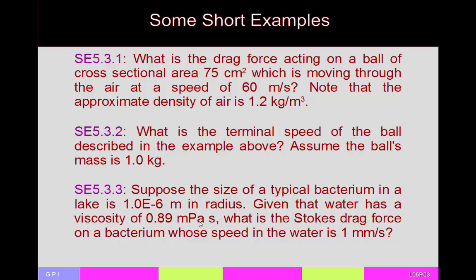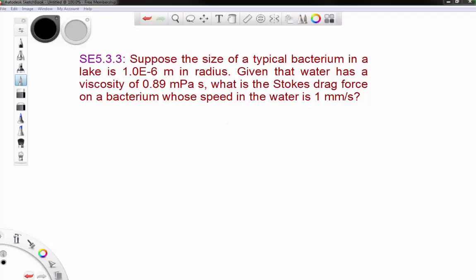This, by the way, may look like a very strange unit to you. A millipascal times a second is, well, basically Pascal is a unit of pressure, and that's force per unit area. So this is basically force times seconds over meters squared. So let's go ahead and try to solve this one. We're specifically told that we're looking for a Stokes drag force. So that basically means that we're going to use the Stokes equation.